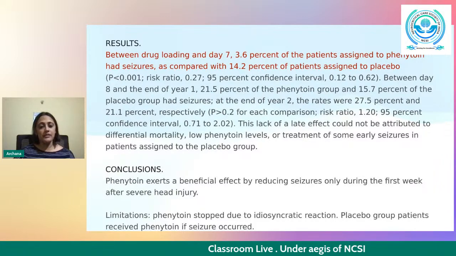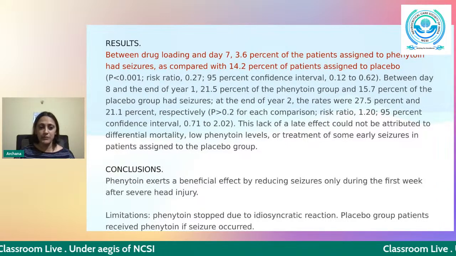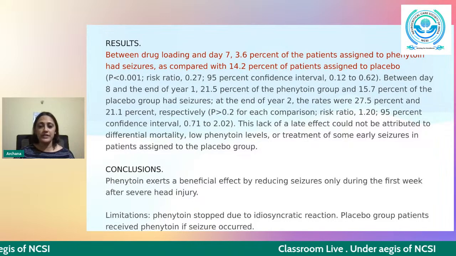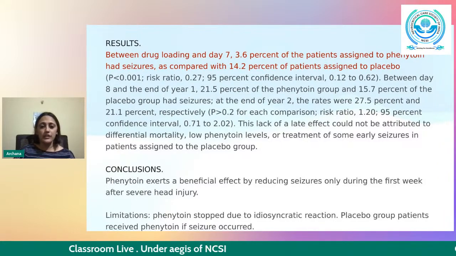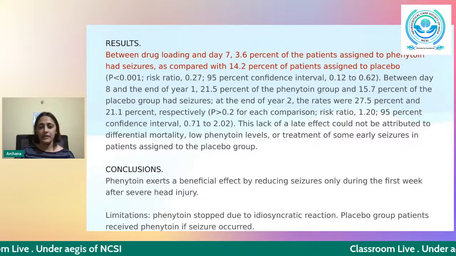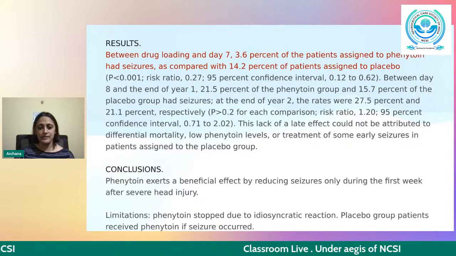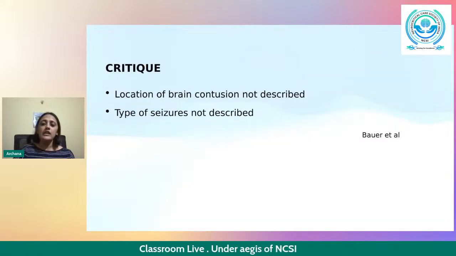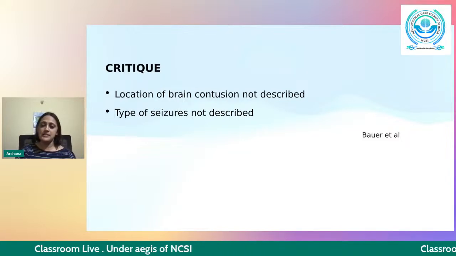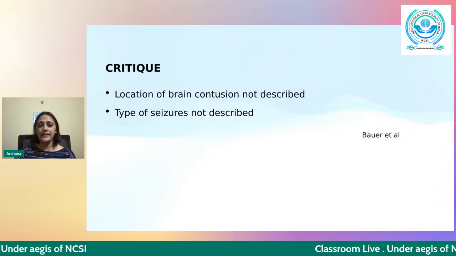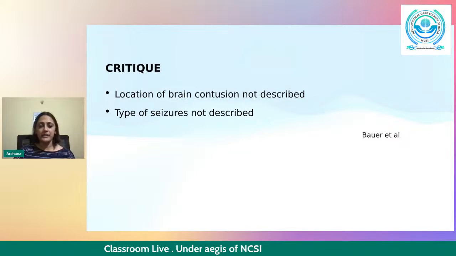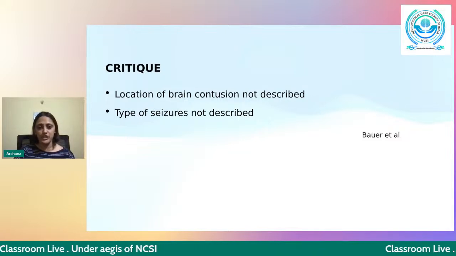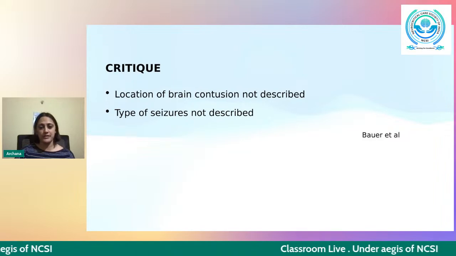The limitations of this study included that the phenytoin was stopped in many patients due to the occurrence of idiosyncratic reaction, and the placebo group patients received phenytoin if seizure occurred in them, and this might have affected the results. Bhullar et al. studied this and critiqued that in this study, the location of the brain contusion was not described, which might play a part in the occurrence of seizures, and the type of seizures was not described.